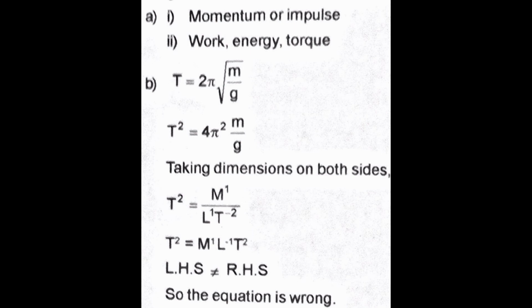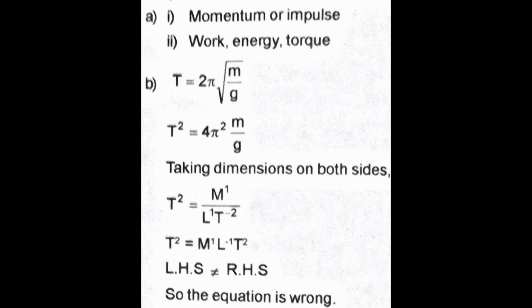The next question is to check the correctness of the equation. Okay, so the equation is given as T is equal to 2 pi into root of m by g. So how can we find the correctness? Yes, we can apply the homogeneity principle. That means each quantity will have the same dimensions on LHS and RHS, right? So it is better to square the quantity because there is a root. In order to avoid that, we can square the quantities. Then we will get T^2 is equal to 4 pi^2 into m by g.